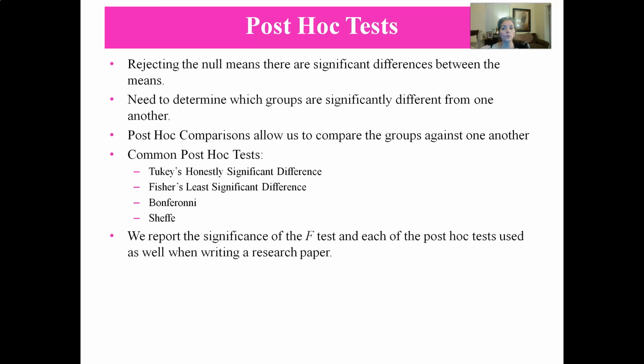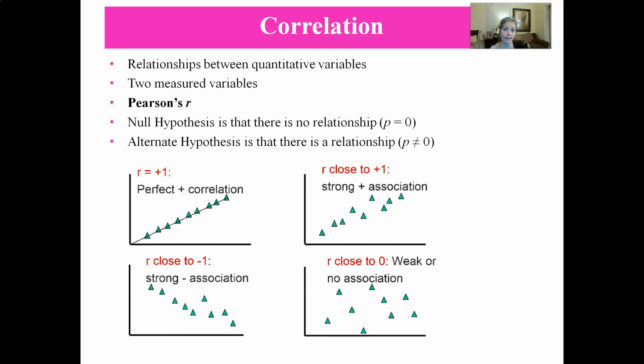But when we do our reporting in a research paper, we report the significance value for each F-test and for all post hoc tests that apply. If the F-test is significant, we have to do a post hoc analysis to find out which groups are different.